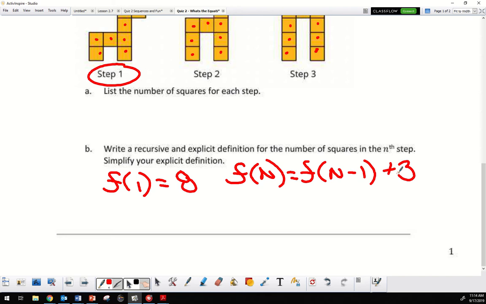Now the explicit doesn't require the previous. Explicit is where I could jump straight to the term. Kind of like when we did that last one for the explicit, I could do the exponent thing. So if I was going to do an explicit definition for this, I don't need the first term because it's in this. So I would have f of n equals 8 plus 3n, very good.